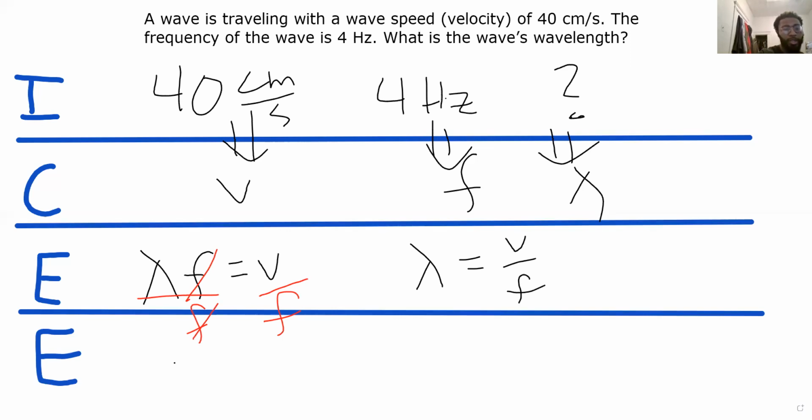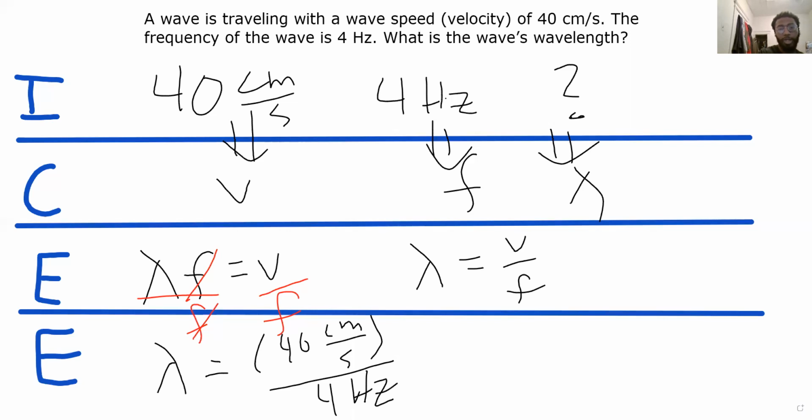Now let's plug in our measurements and solve. Our velocity is 40 centimeters per second, and our frequency is 4 hertz. We'll handle our numbers first. 40 divided by 4 is 10. But now we have to deal with our units. For starters, I see hertz. Whenever I see hertz, remember to change it to waves per second.